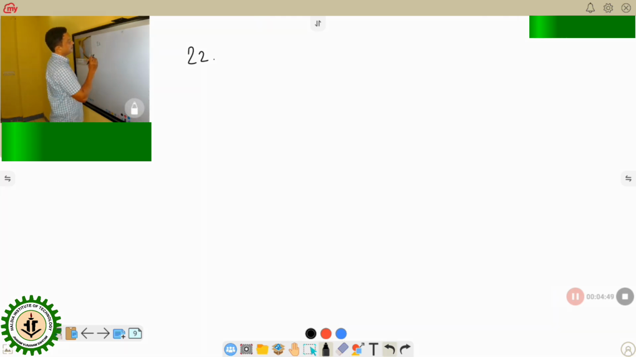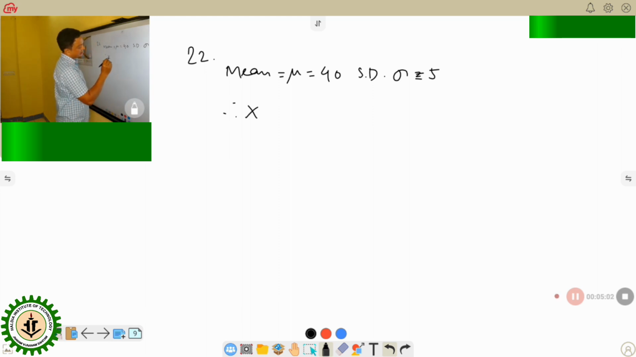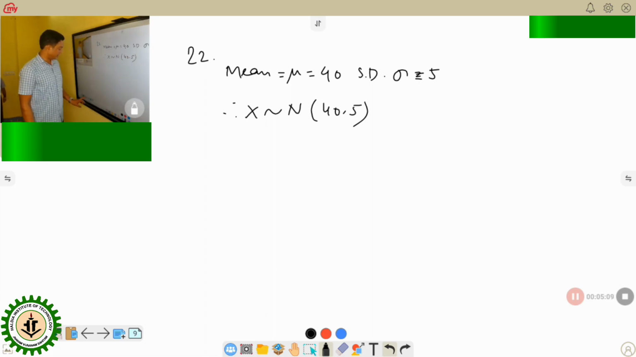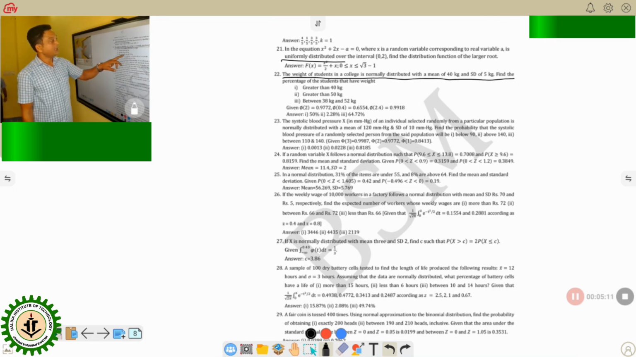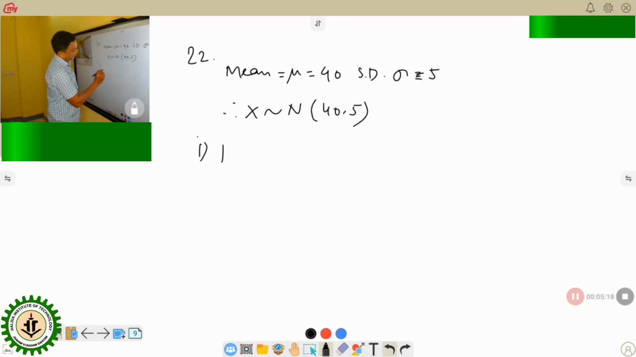Question 22 solution. First write mean mu equals 40, SD sigma equals 5. This is the first variable. Therefore, capital X follows normal distribution with 40, comma 5. This is the first line you will write. Next, look, greater than 40 kg. You are finding the probability for greater than 40 kg. First question, greater than 40 kg. So, probability of X greater than 40.